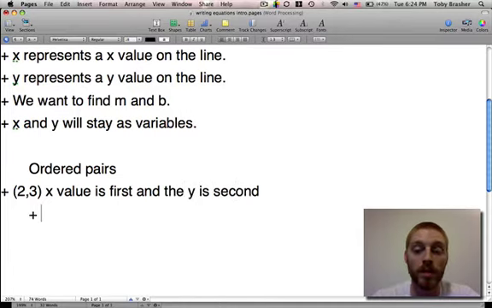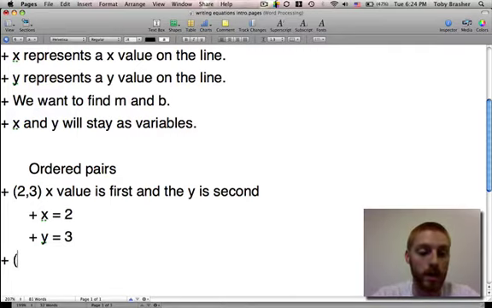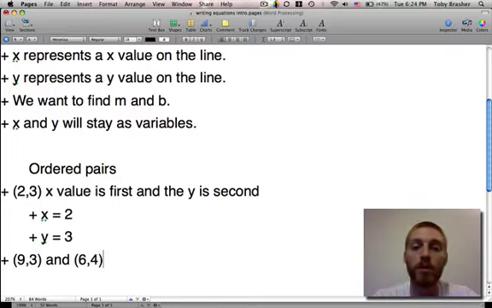Any ordered pair, we can always tell what the x value is going to be. So we could always say that the x is the first value, in this case 2, and that the y equals 3, the second value. Any ordered pair, the first number is going to be your x, the second number is going to be your y coordinate. But what if you had two ordered pairs? So we had, say, 9, 3 and 6, 4. We had two ordered pairs.